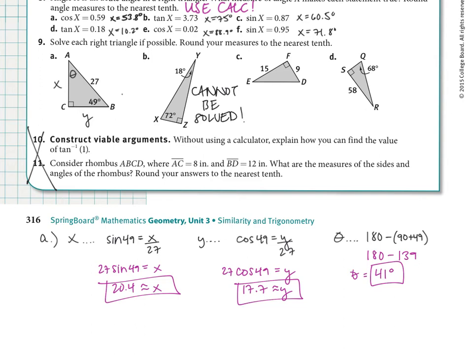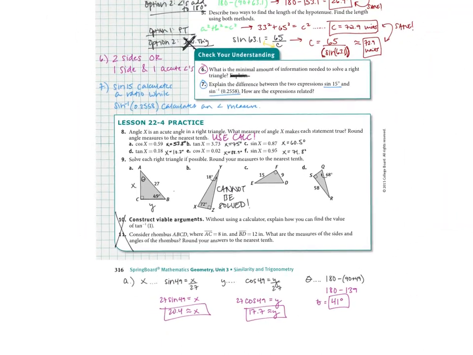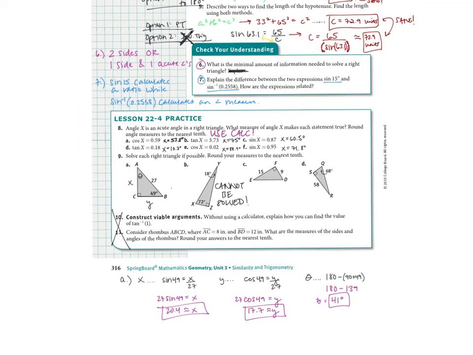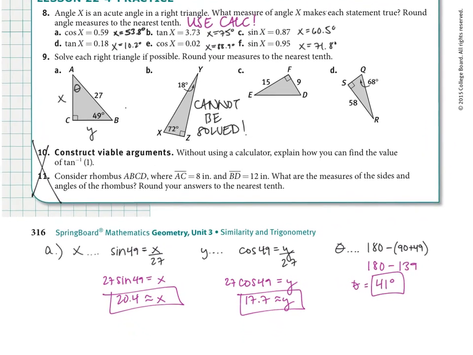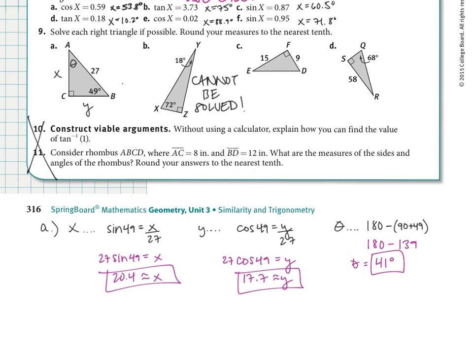Now the reason for that is, let's look back at what we said in number 6. What requirements do we need? What's the minimum amount of information needed to solve a right triangle? We need two sides or one side and one acute angle. If we have two acute angles, it does not work. We need at least one of the sides. So that's why.